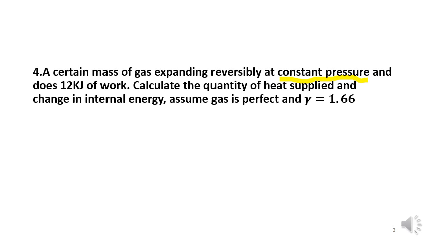So first you have to write the given data. What is the given data? The work done W is equal to 12 kilojoules, and we have to calculate the heat supplied. So heat supplied is equal to mCp(T2 minus T1), and the change in internal energy U2 minus U1 is equal to mCv(T2 minus T1), and they didn't give any other data. So how will you calculate? We don't know the Cp value and the Cv value, but they gave only the gamma value.